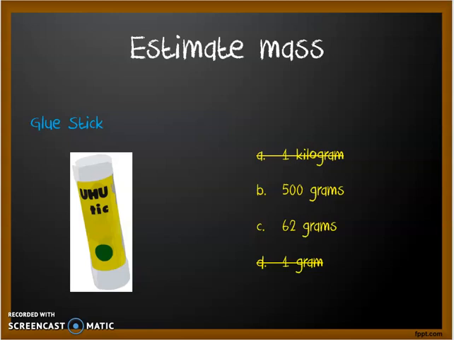So now I'm left with 500 grams and 62 grams. So which one of those makes the most sense? Well, 500 grams seems like a lot, and 62 grams to me seems like a more reasonable answer of the two. So 62 grams is the best estimate for the mass of the glue stick.